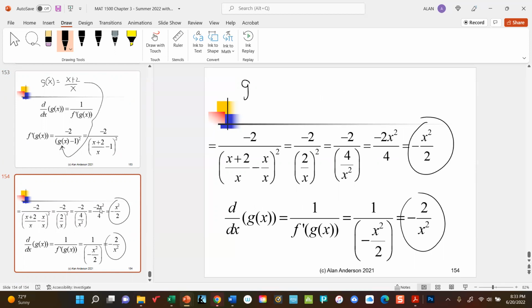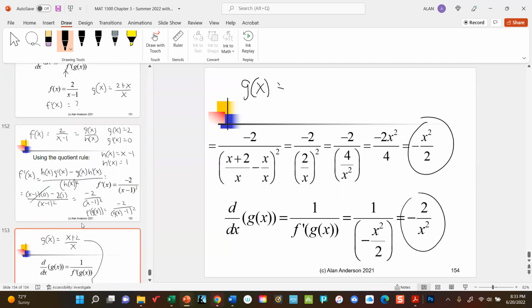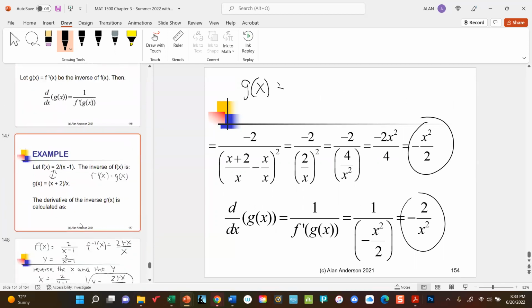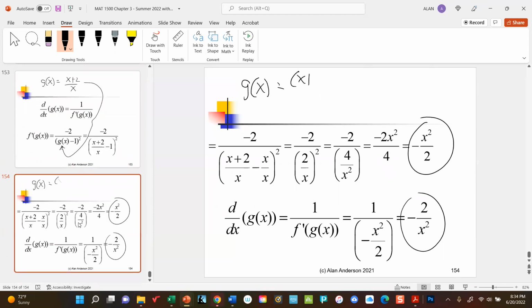So now, of course, the original g of x was x plus 2 over x. In a case like this, g prime of x would have been much quicker and easier if we simply used the quotient rule. But again, sometimes this works out better and sometimes it doesn't. Every situation is different. Sometimes using alternative approaches can help. Sometimes it's easier to just use the basic rules.